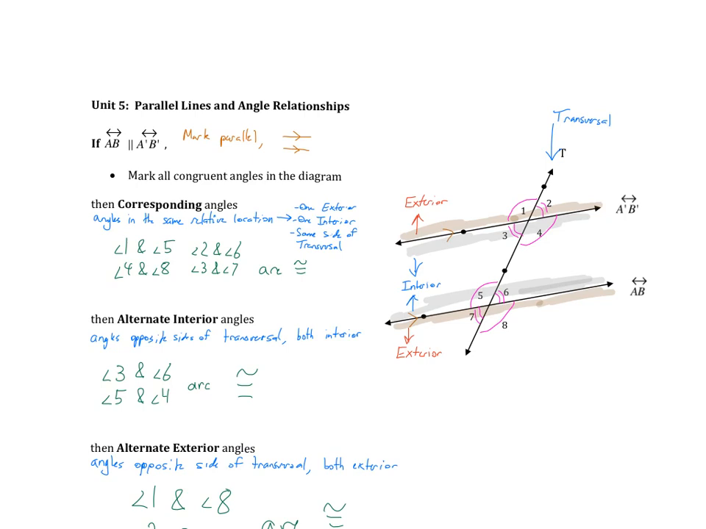There's other types of angles too. Alternate interior angles is another type of angle. So angles opposite sides of transversals, both interior. So 3 and 6, they're on opposite sides of the transversal here, but they are both interior, and since these lines are parallel, then the angles are congruent. 5 and 4 are another example of alternate interior angles that are congruent.